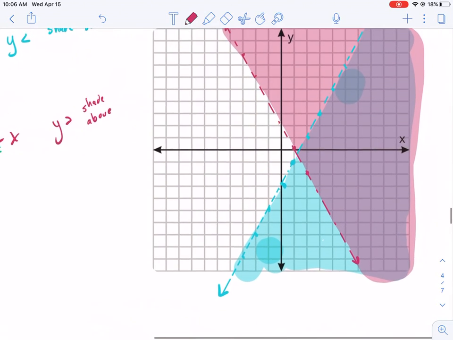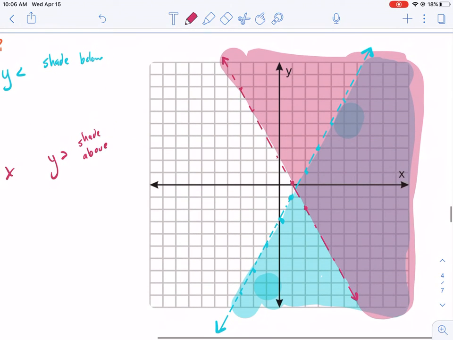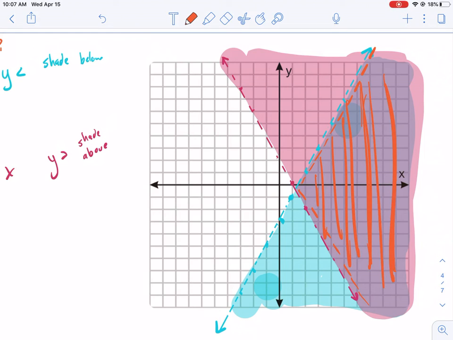But as you can see here, using Notability, it's also pretty helpful. You can see where it changes color. Where it changes color is the solution. Now, keep in mind the solution does not include the lines or the points on the lines, but it's all in this area. Okay, so this triangular section right here is the solution set.